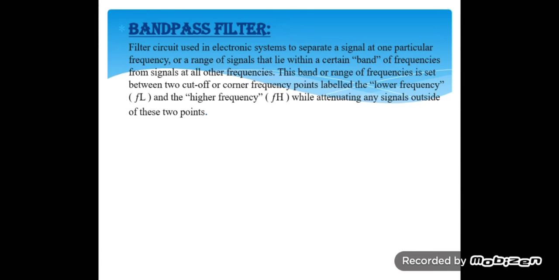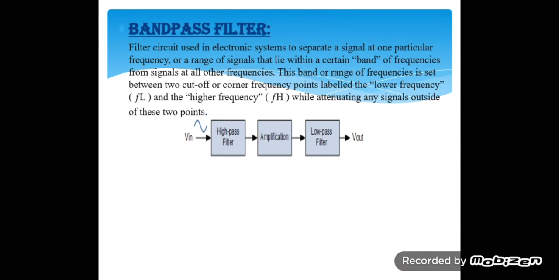The next type of active filter is the band pass filter. Band pass filter is the combination of high and low pass filter. It allows the input signal between the two cutoff frequencies. The two cutoff frequencies are namely the cutoff frequency of the high pass active filter and the cutoff frequency of the low pass active filter, which are FH and FL, right? The simple block diagram is depicted over here, which shows that the band pass filter is a combination of, or contains, a high pass and a low pass filter.